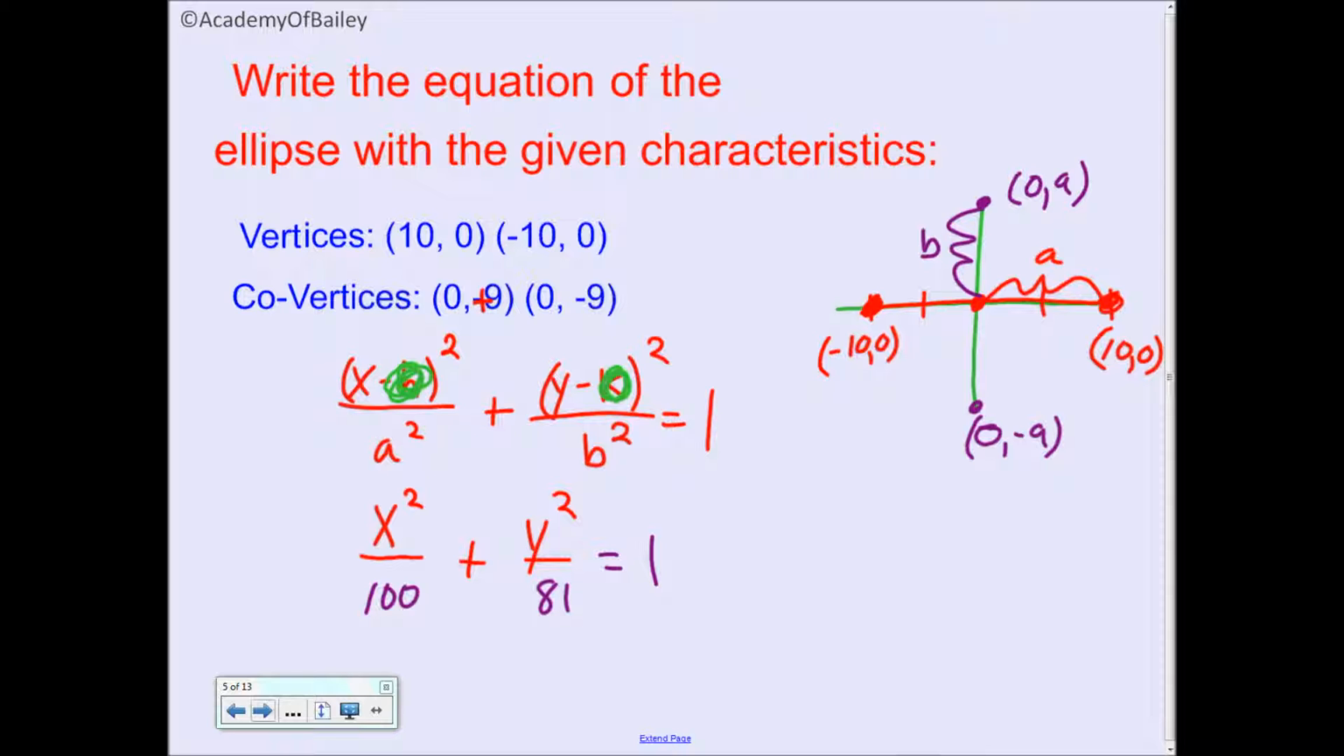So ideally, this drawing probably should be happening in your head. You should be able to see that in your head. If not, go ahead and sketch it out real quick. But here's the equation of the ellipse.